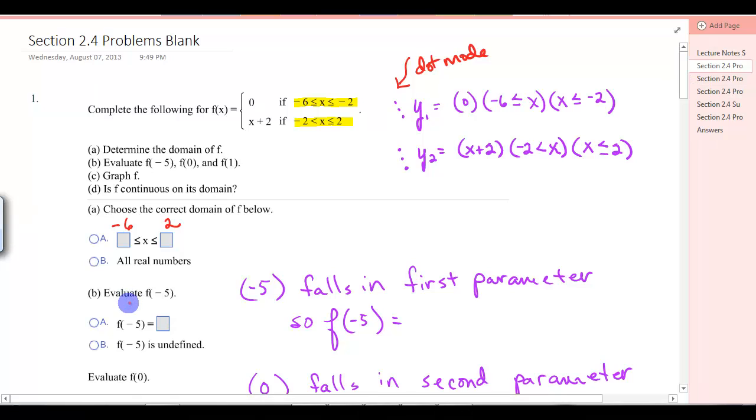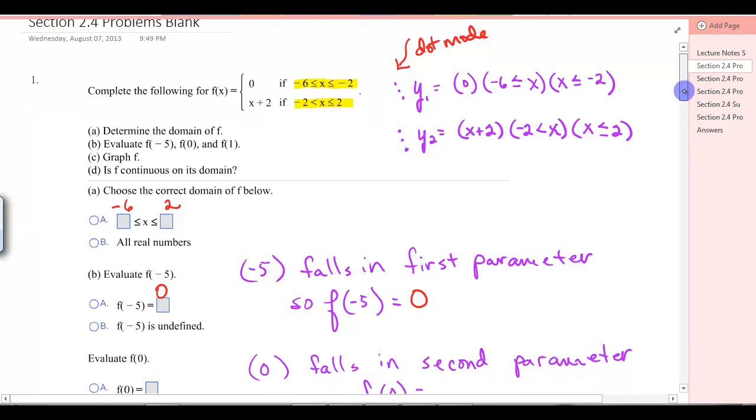The second part here, evaluate f of -5. Remember that we're plugging in -5 somewhere. We have to figure out whether it falls in between these two numbers or between these two numbers. -5 does not fall here because it's on this side of -2. So it falls here. There's no x to plug into, so our answer would be just 0.